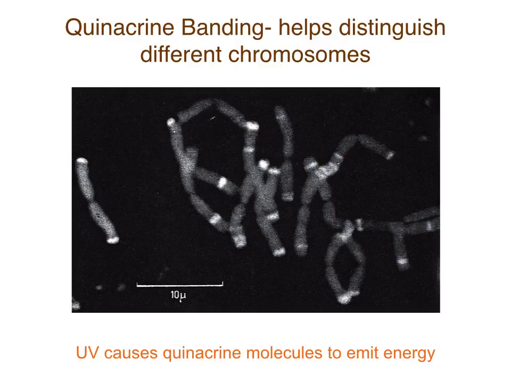Okay, so we're just going to briefly talk about a couple of different banding techniques. Quinacrine banding helps us to distinguish the different chromosomes. Here's a bunch of chromosomes that have this different banding. With quinacrine banding, you expose the cells to the dye, and then you expose the quinacrine molecules to UV, and they'll fluoresce. Here you can see that different chromosomes are fluorescing differently.